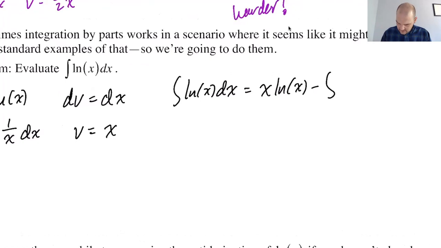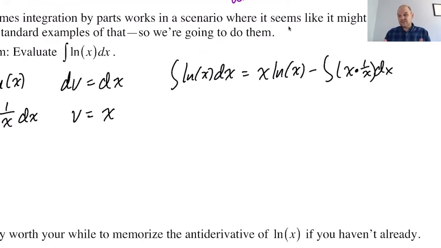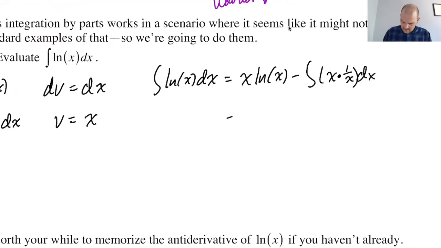So I guess I could write that, but I don't really want to. Times 1 over x dx. But x times 1 over x is just 1. So this is x ln of x minus x, and then plus c.